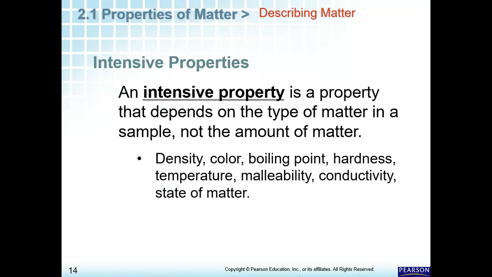Intensive property, this is going to be a lot more beneficial at identifying substances because this depends on the type of matter you have and not the amount. Things like density is going to be a big one, color, boiling point, hardness, temperature, malleability, conductivity, and even the state of matter is going to be considered an intensive property. We're going to have a lab coming up, we're going to look at density, we're going to look at color, and we're going to look at boiling point. We're also going to look at this idea of solubility as well.